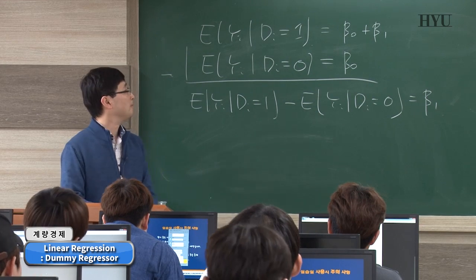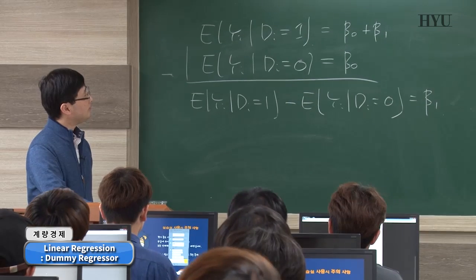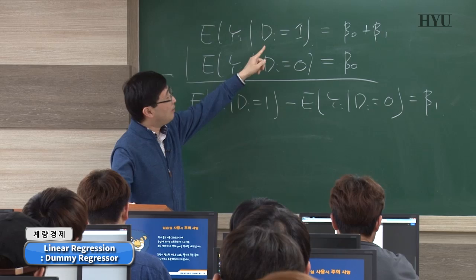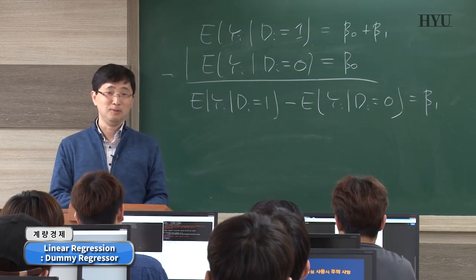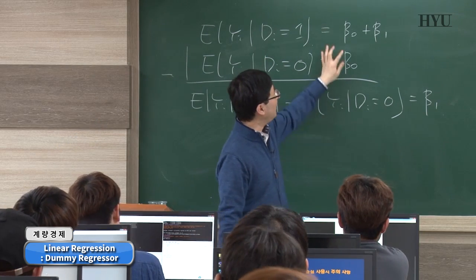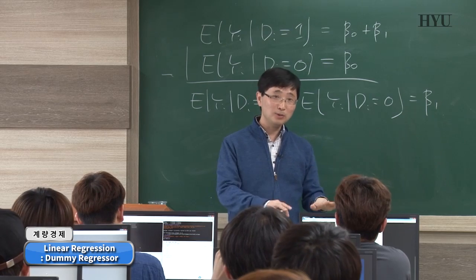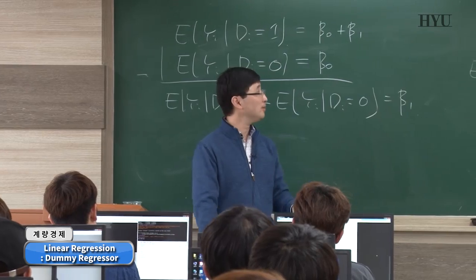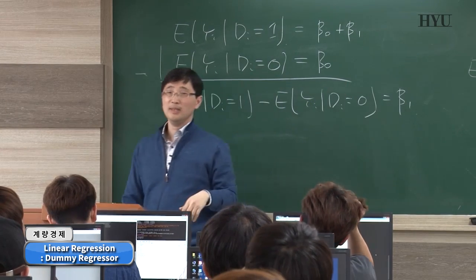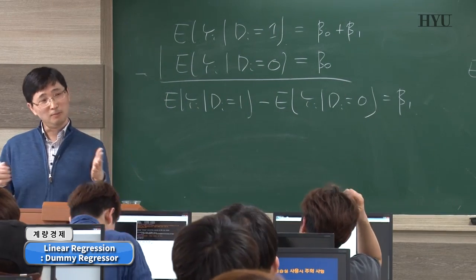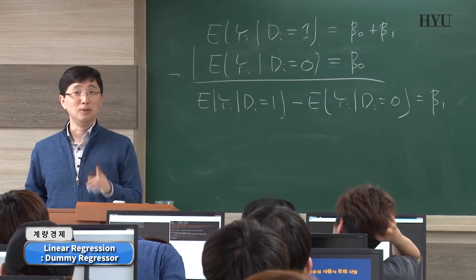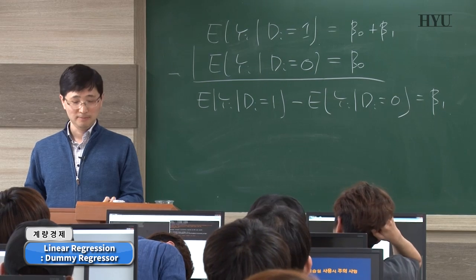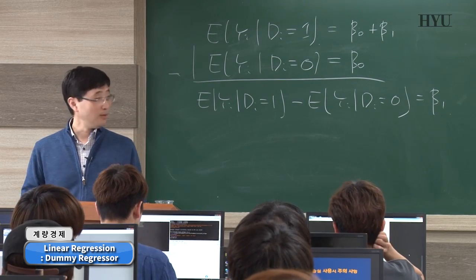Okay? And if you sum them up, you get the average wages of college graduates. Why? Because beta null gives you the average wages of high school graduates, the group that goes against you, and beta 1 is the difference between two groups. So if you sum them up, you have the average wages for the new group. Okay? So these interpretations are very important.